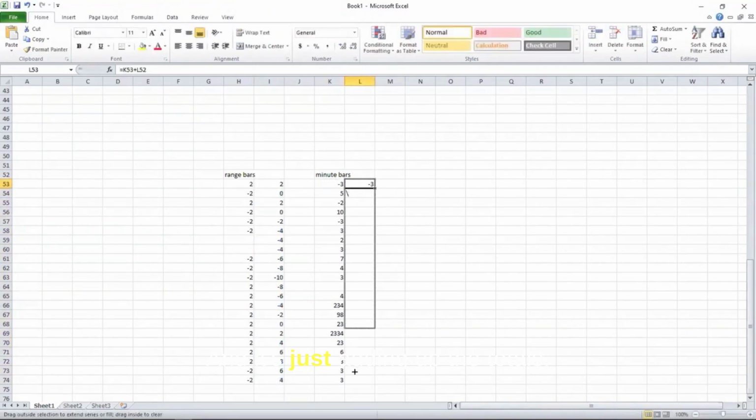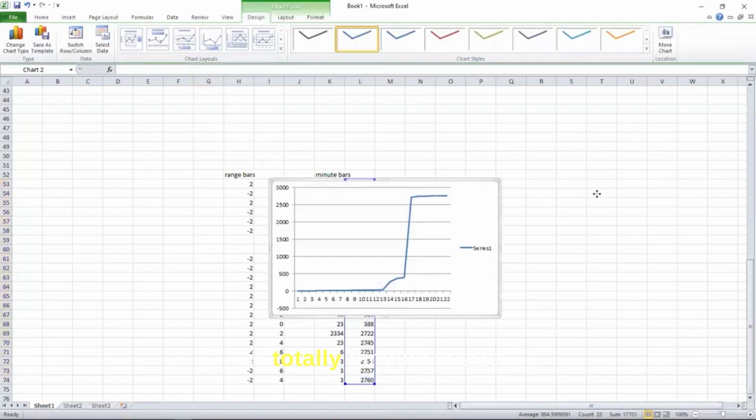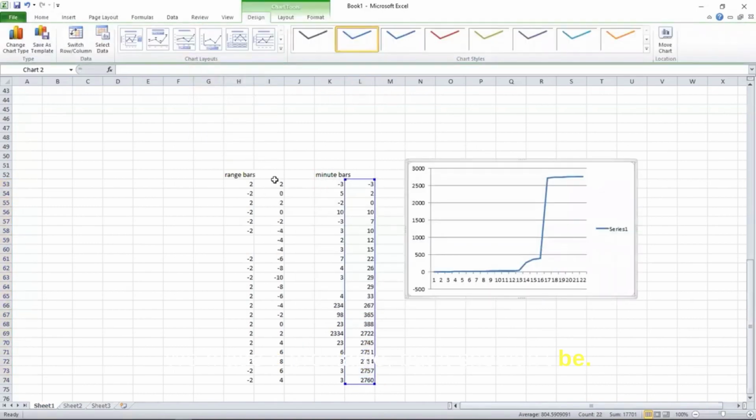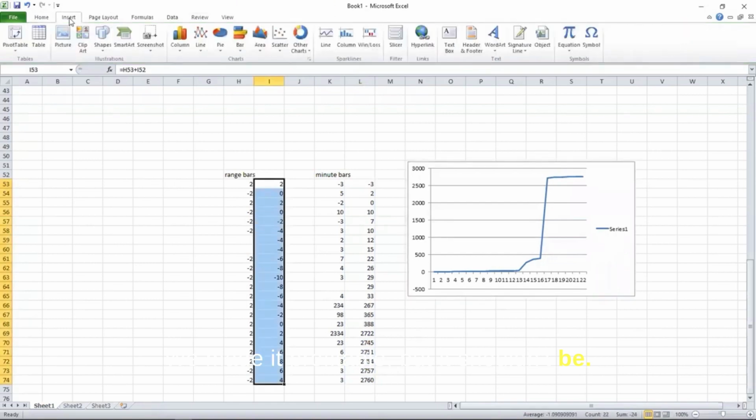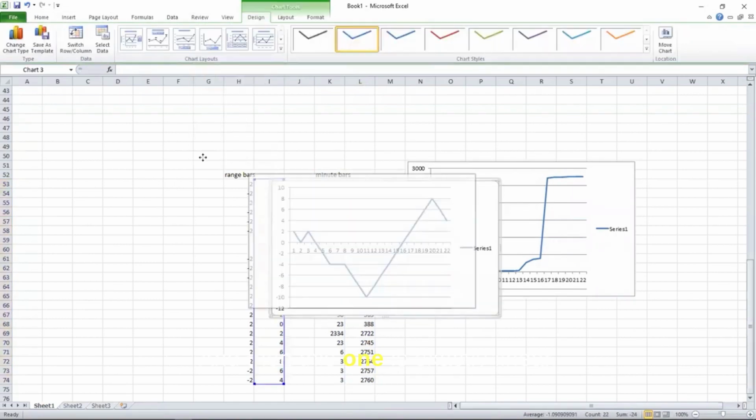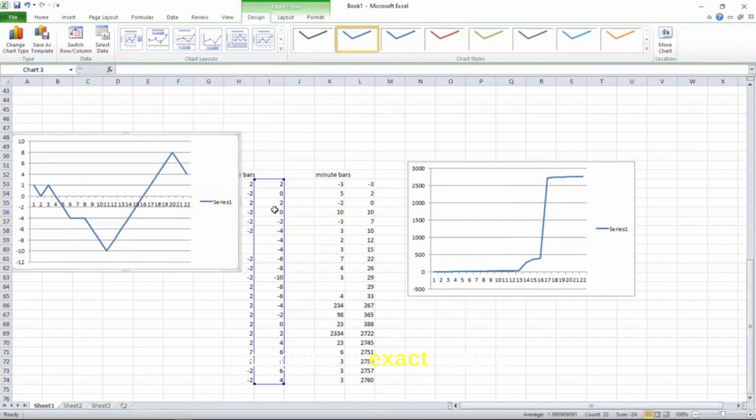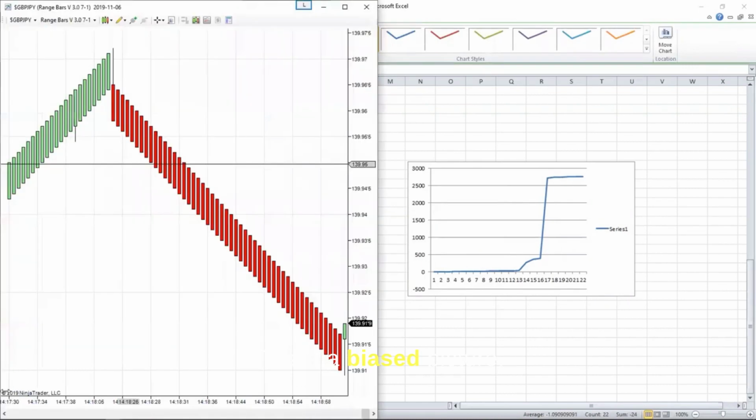We're just adding up the totals. And now look at it. So you'll see this equity curve is totally random in size. We made it profitable, but it shouldn't be. And then this one is exactly linear. It's going in exact ranges. This is a biased picture.